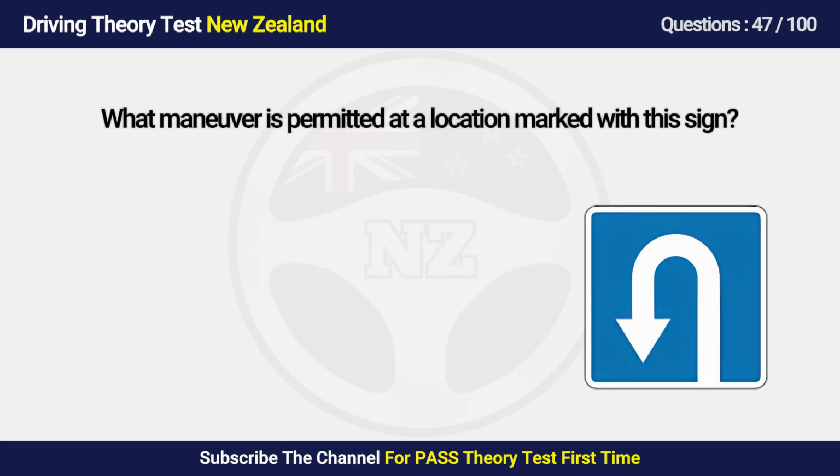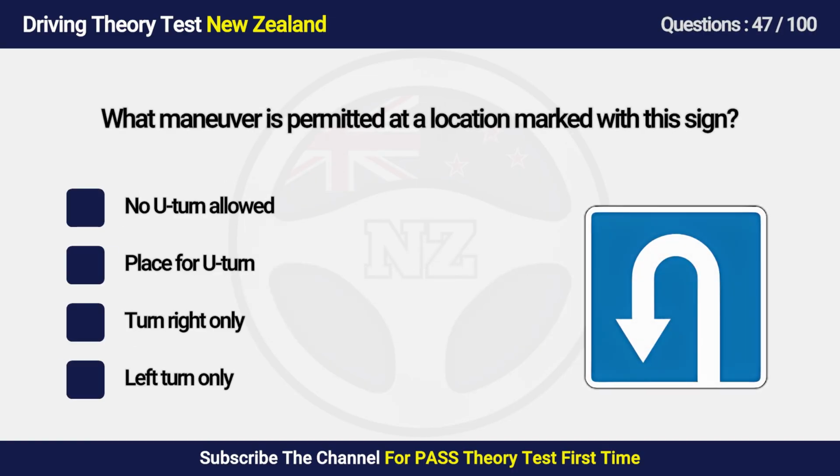Question 47. What maneuver is permitted at a location marked with this sign? A. No U-turn allowed, B. Place for U-turn, C. Turn right only, D. Left turn only.